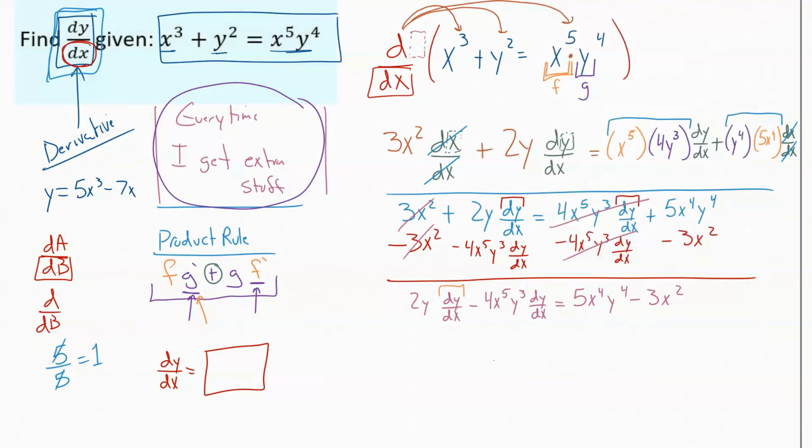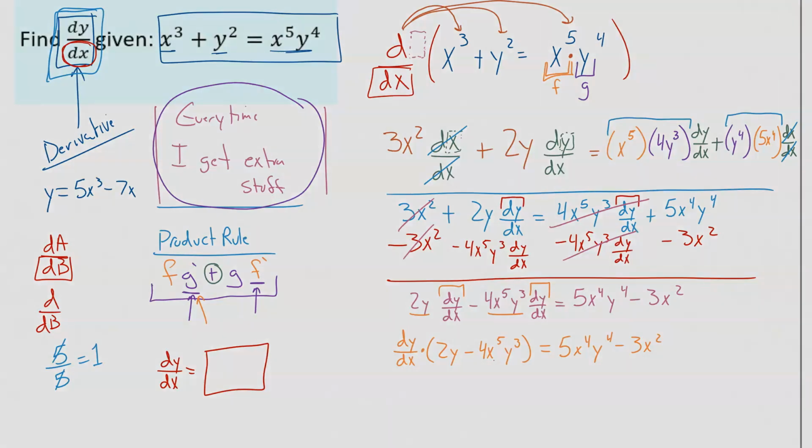The reason that we do all of that, why we get all of these things to have dy/dx, is that now everybody on this side has a dy/dx in it, so I can factor a dy/dx out of everybody. So I can pull a dy/dx to the front. That's going to leave me with 2y minus 4x to the 5th, y cubed. And the rest of this stuff just stays the same. Now I've gone from multiple dy/dx's down to just one dy/dx over here.